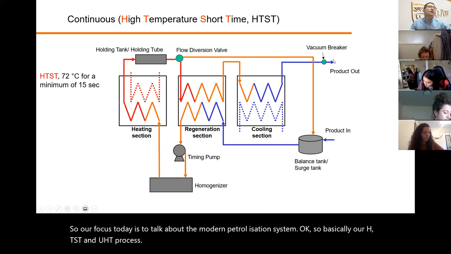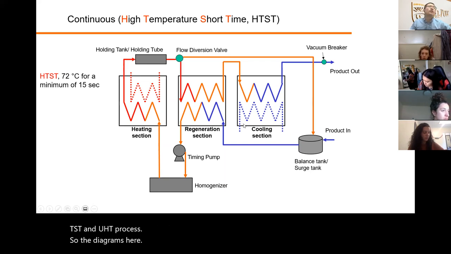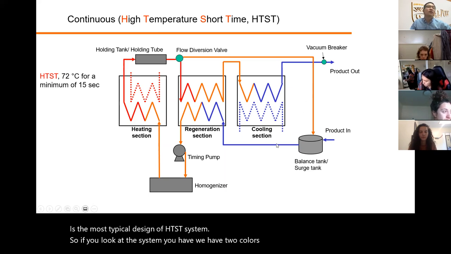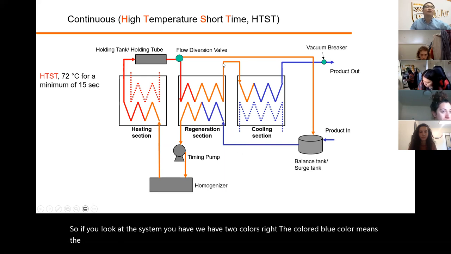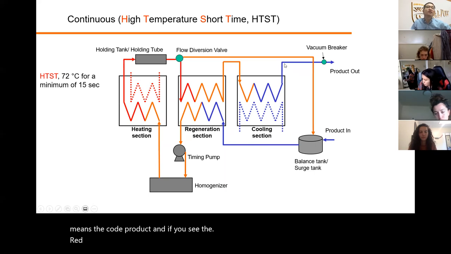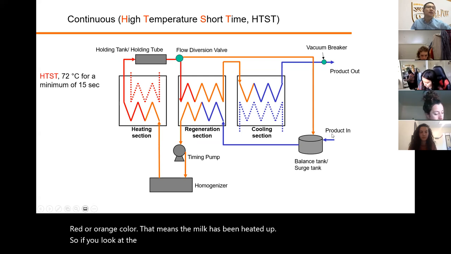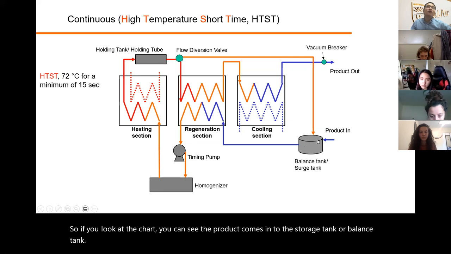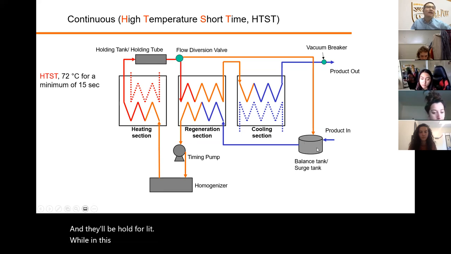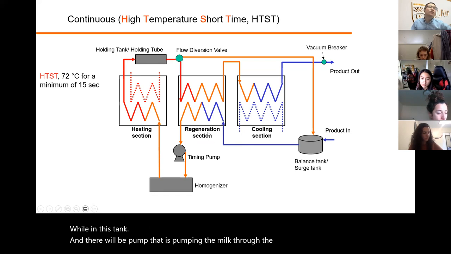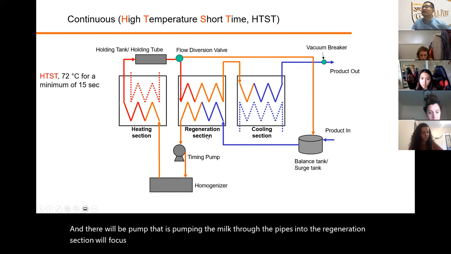So the diagram here is the most typical design of an HTST system. If you look at the system, we have 2 colors, right? The blue color means the cold product, and the red or orange color means the milk has been heated up. The product comes into the storage tank or balance tank and is held for a little while, and a pump pumps the milk through the pipes into the regeneration section. We'll focus a lot on the regeneration section today.